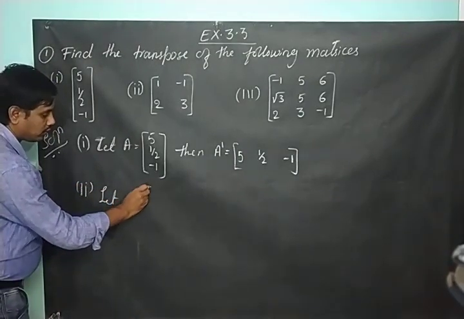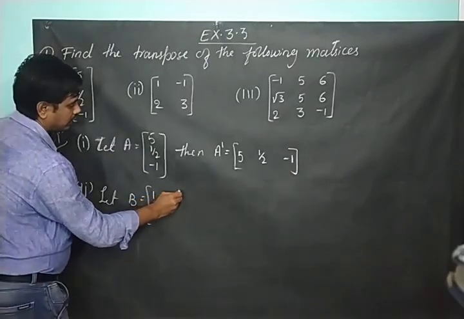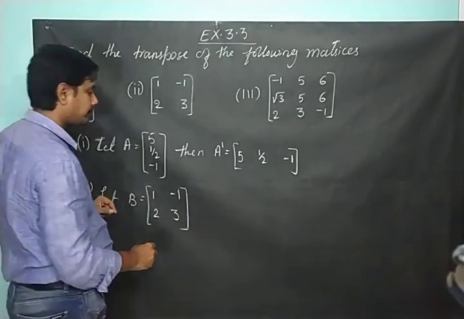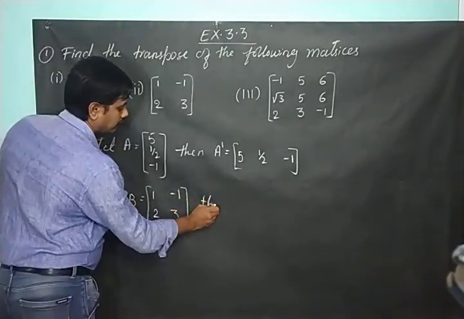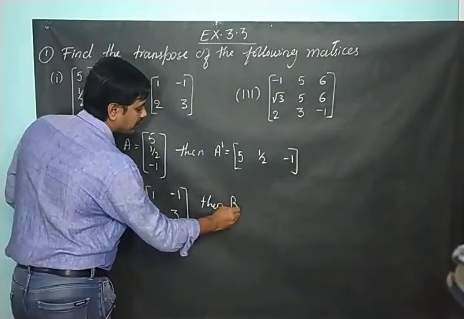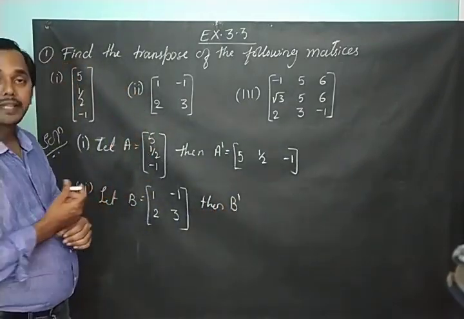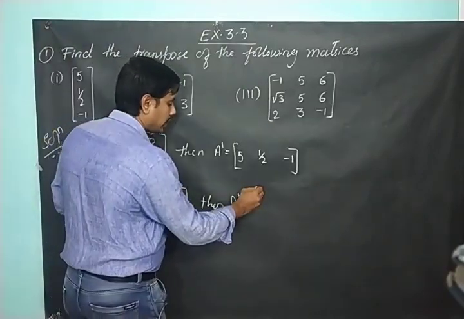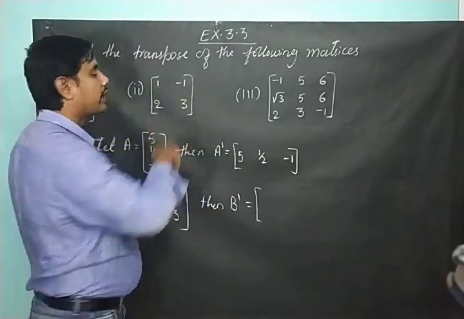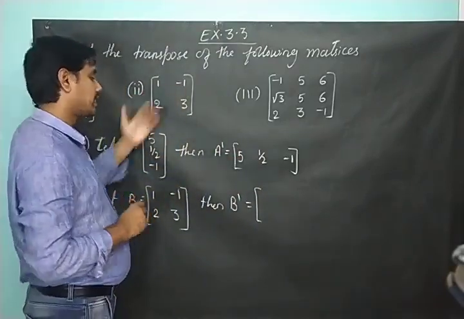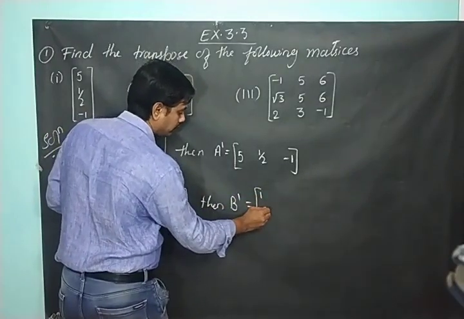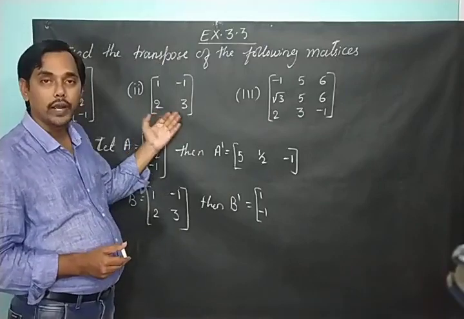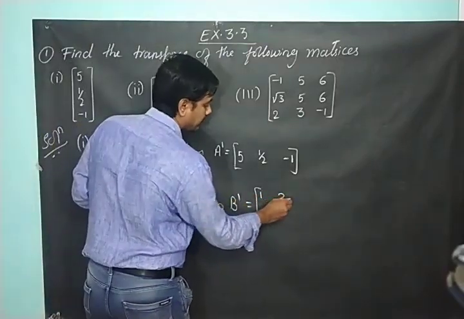Coming to the second one. Let B be the matrix with rows 1, minus 1 and 2, 3. Then what will be B dash? See, it is a square matrix. Either you can convert row into column or column into row. The first row becomes the first column. What is there in the first row? 1 and minus 1, so it becomes the first column. The second row becomes the second column. What is there in the second row? 2 and 3, so it becomes the second column.